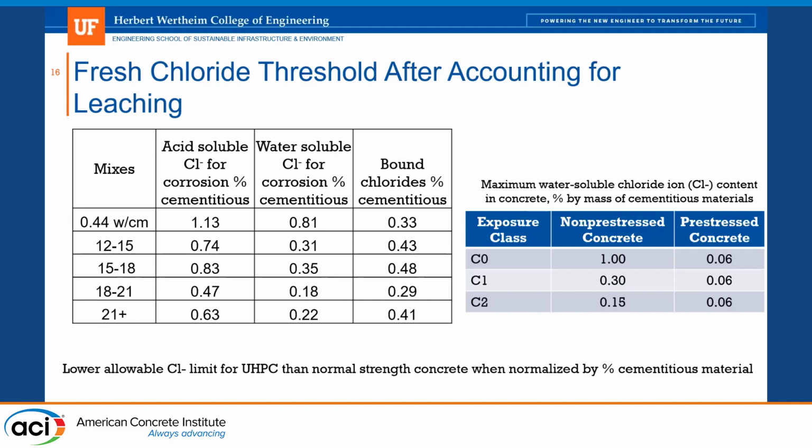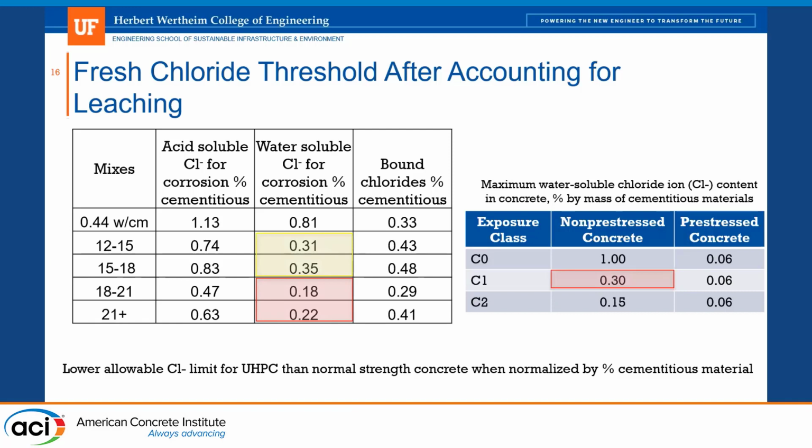So again, talking about the ACI limit, they limit per mass of cementitious material. The C1 is 0.3 and 0.15 for the C2. And theoretically, you would get a corrosion here in these mixes. If we follow the ACI limit, that means we are having an active corrosion for the 18 and the 21 plus. And we are almost there for the 12 and the 15 KSI.